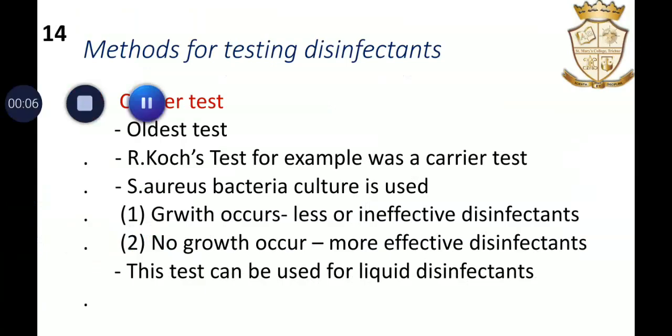So another topic is methods for testing disinfectants. First one is the carrier test. It is the oldest test, and the bacteria used in this culture is mentioned. So two results are obtained. First one is growth occurs. Next, no growth occurs. Growth occurs means less effective or ineffective disinfectants, and no growth occurs indicates more effective disinfectants, and this test can be used for liquid disinfectants.